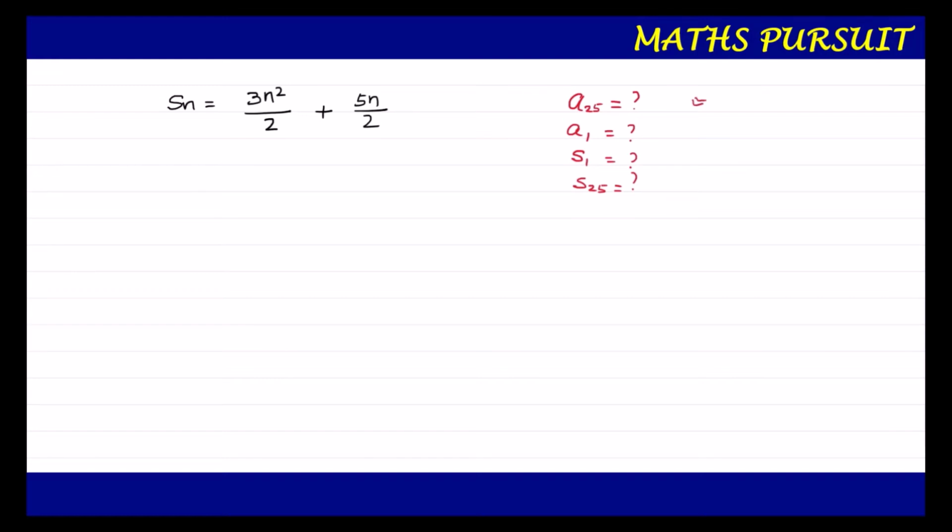So we will first of all find out S1 and S25, and then we will find out a1, and then we will move ahead in finding out a25. So this is a very simple one. Just try to understand how we are moving ahead.